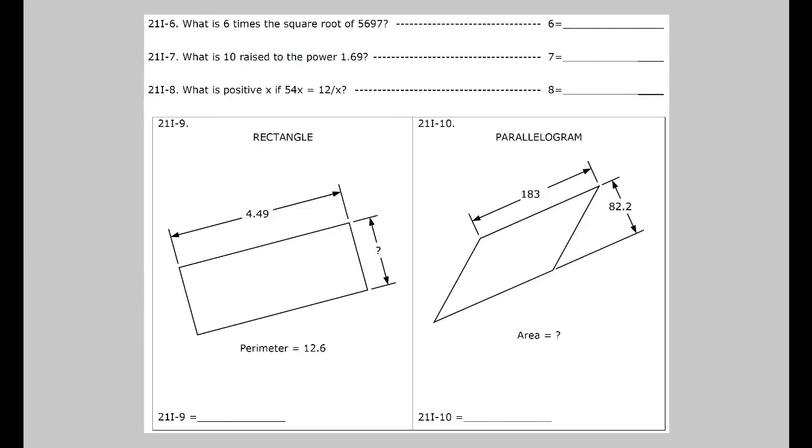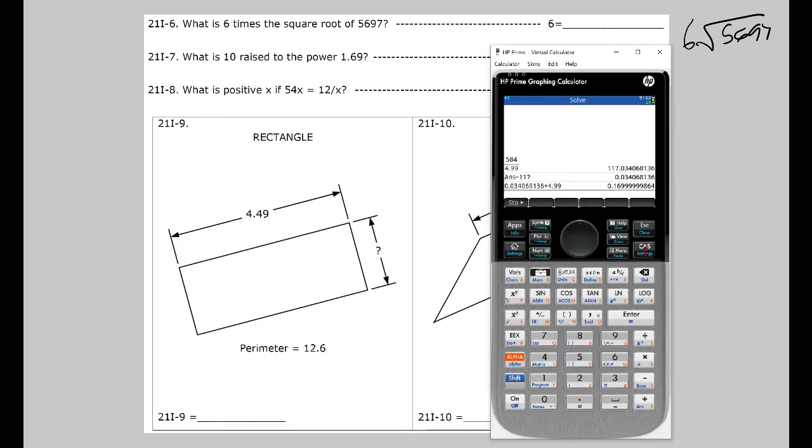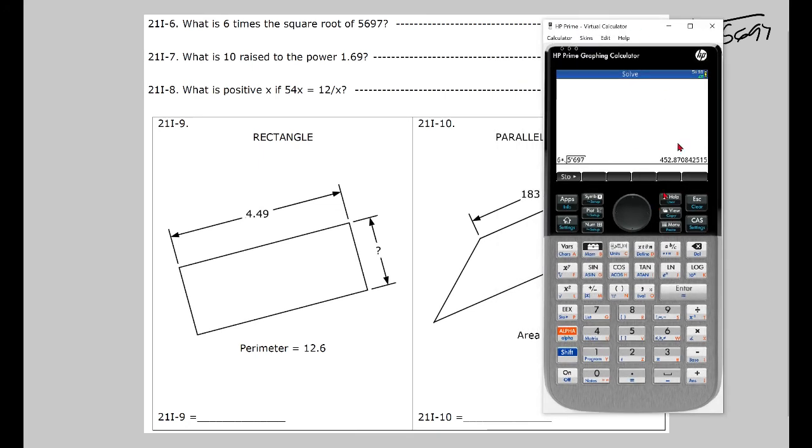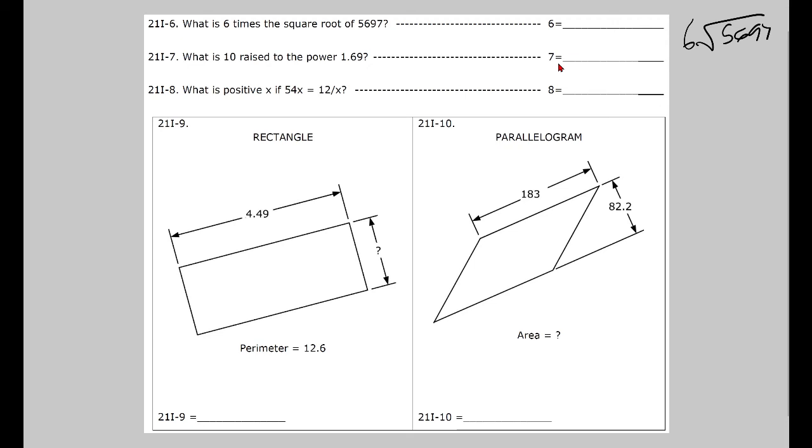All right, so for this set, we just dive into number 6, and it says 6 times the square root of 5,697. So really all we're doing is 6 times the square root of 5,697. All we have to do is type that into our calculator, and there we go. So 6 times the square root of 5,697, and our answer should be roughly 453. So that'll be our answer, 453.